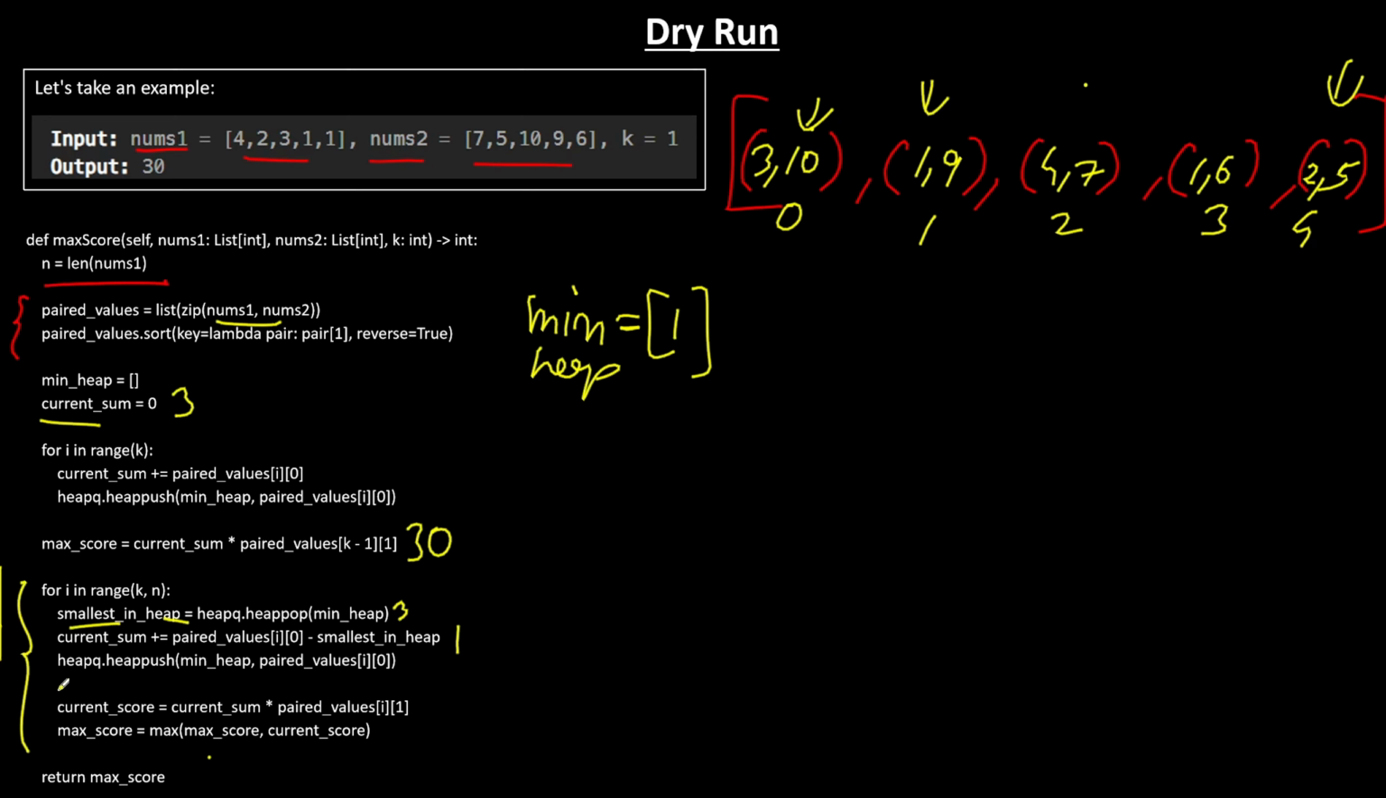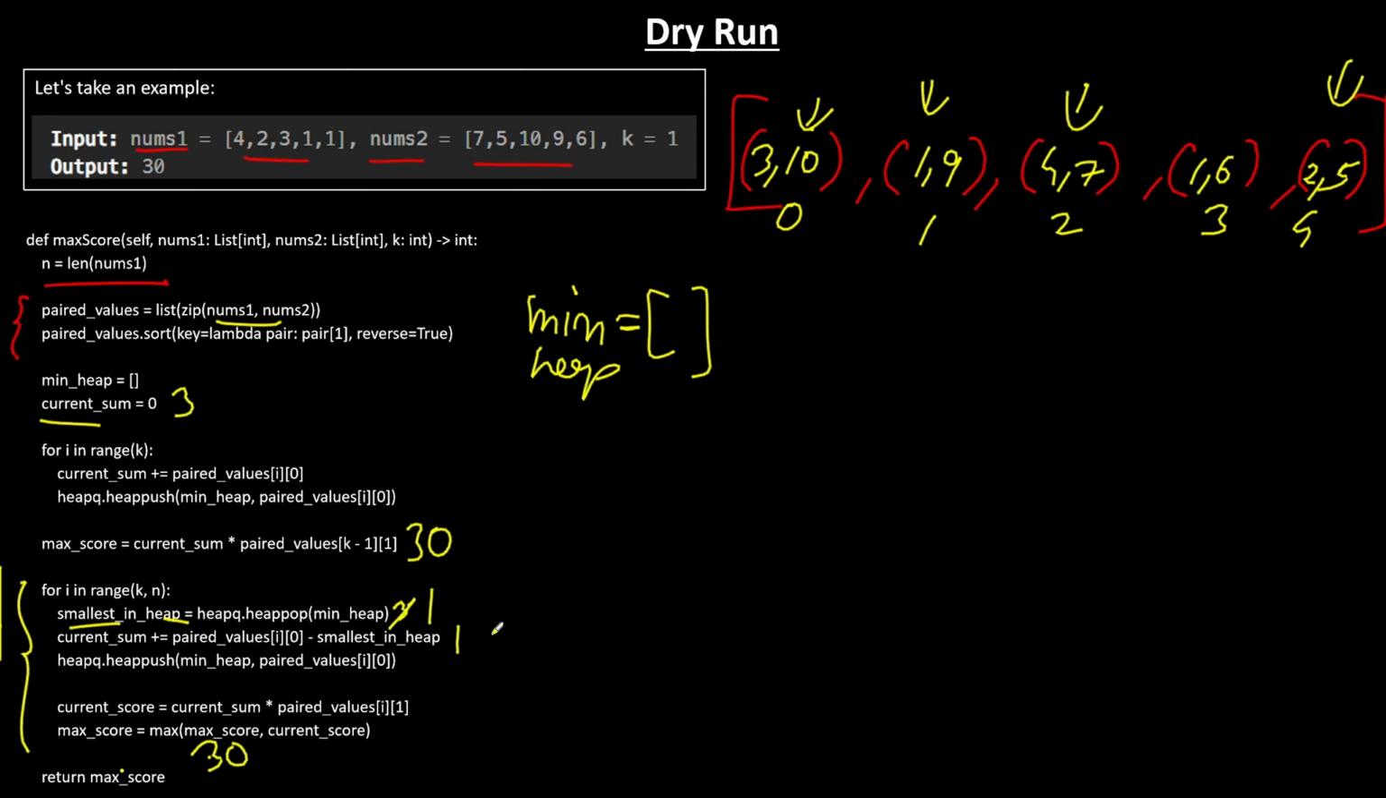Make sense? What is the current score? The current sum is 1 and paired i of 1 is 9. We multiply this and we will get 9, right? And since we already had max score as 30 and the current score is 9, 30 is greater than 9, so it remains as it is. And we move ahead. Right? Now, since we moved ahead and came here, we pop this one, and instead of 3, now it's 1 as the smallest in the heap.